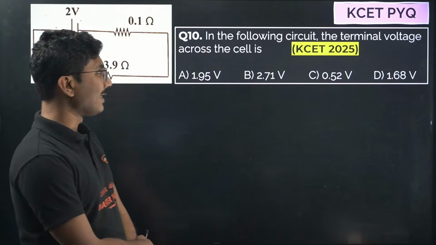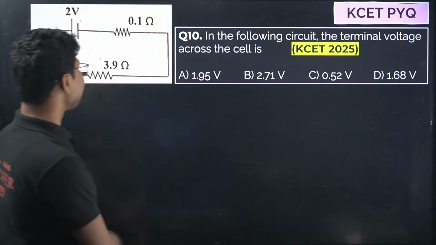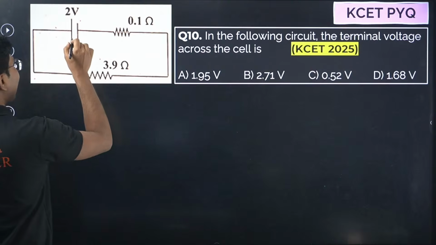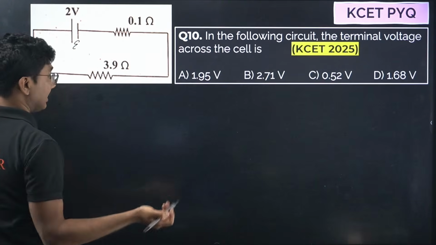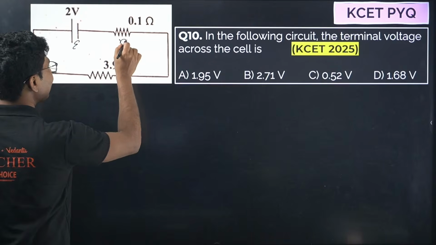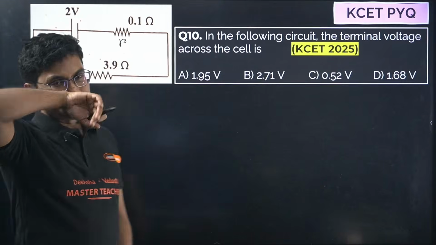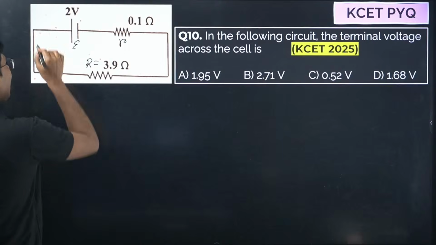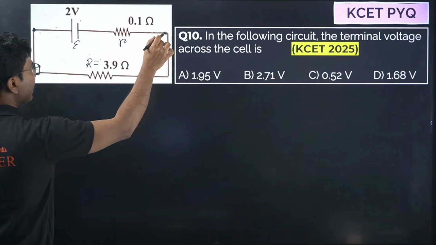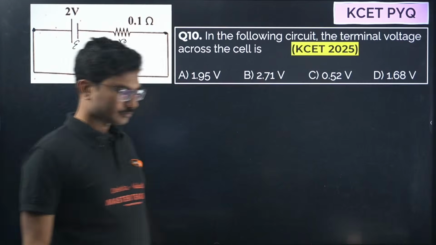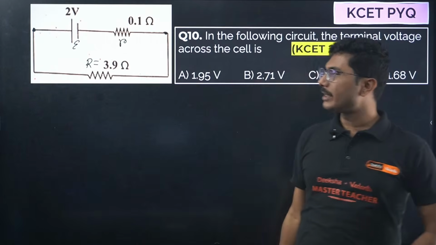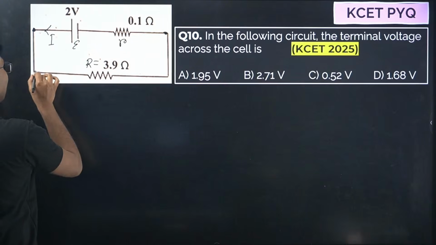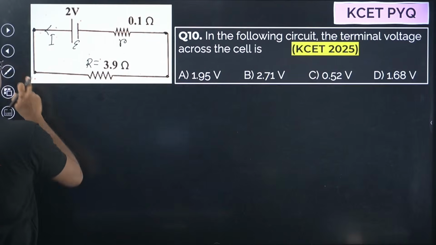In the following circuit, what is the terminal voltage across the cell? If you see this kind of circuit, this is the EMF of the cell, and this is the internal resistance. Anything in series directly with the cell is the internal resistance. This is the external resistance, capital R, and terminal voltage means voltage between these 2 points. So how to do that? Either you can use the formula directly, or you can calculate the current in the circuit and then multiply the current with this. So that is also one way.